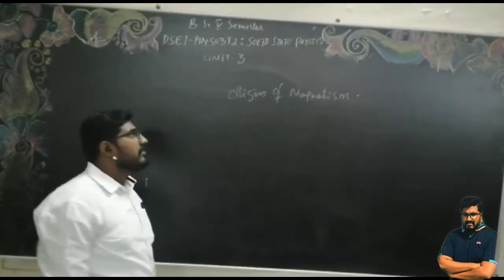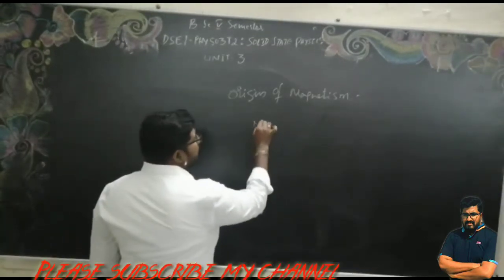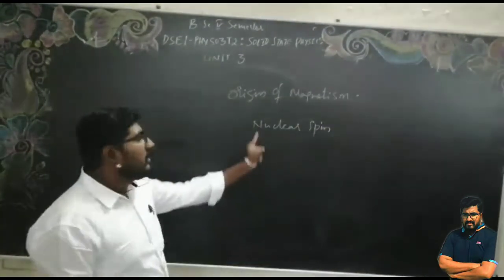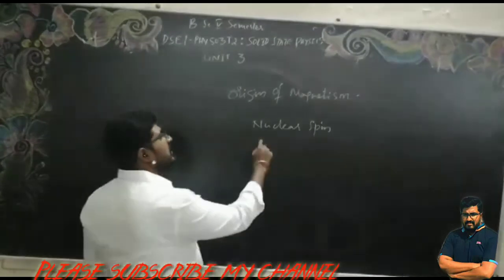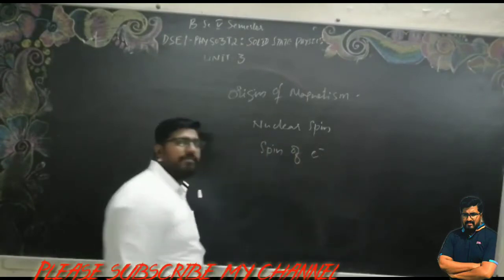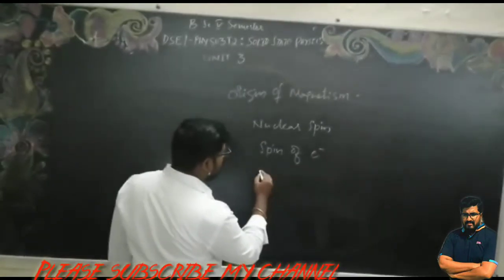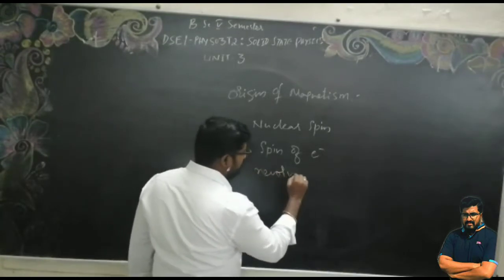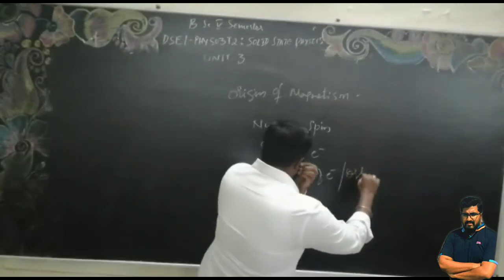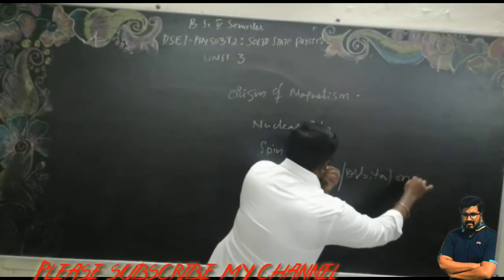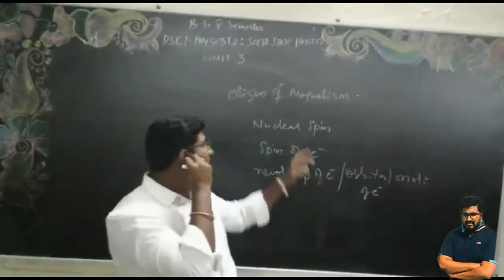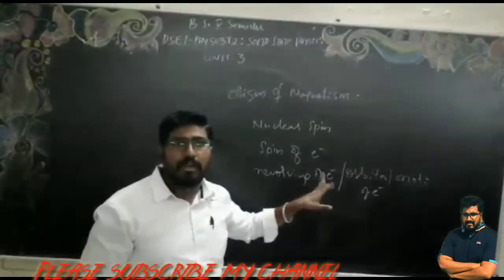Here, as I told you, the origin of magnetism is due to the nuclear spin. That means the atom consists of a nucleus, and that nucleus spins on its own axis. Along with that, there is the spin of the electron. The third point is the revolving of the electron, or we can say the orbital motion of the electron. Due to these three: nuclear spin, spin of electron, and the revolving electron.